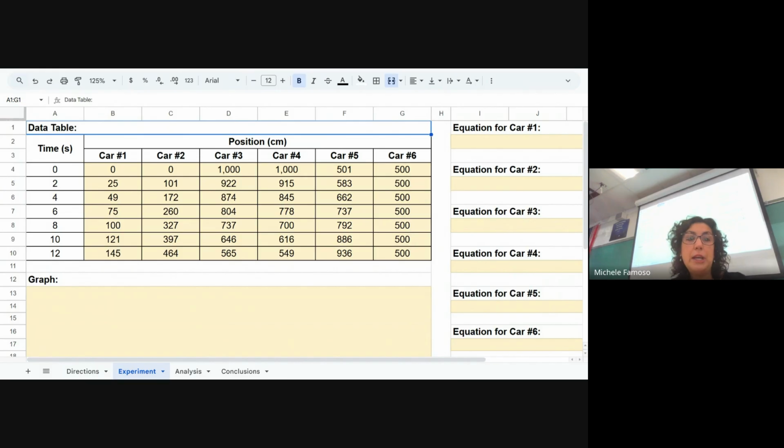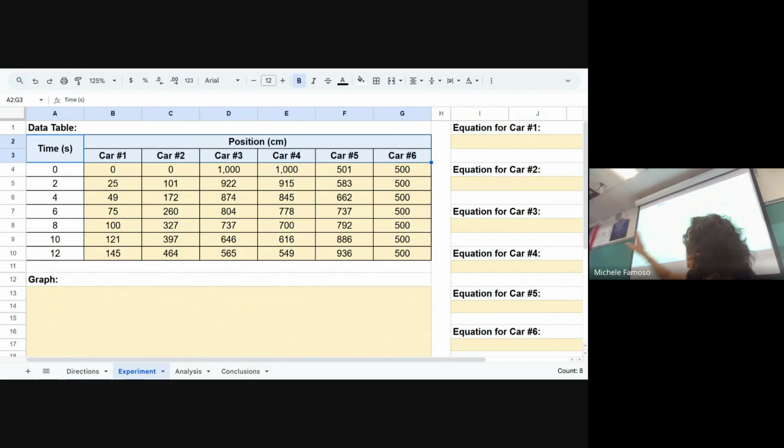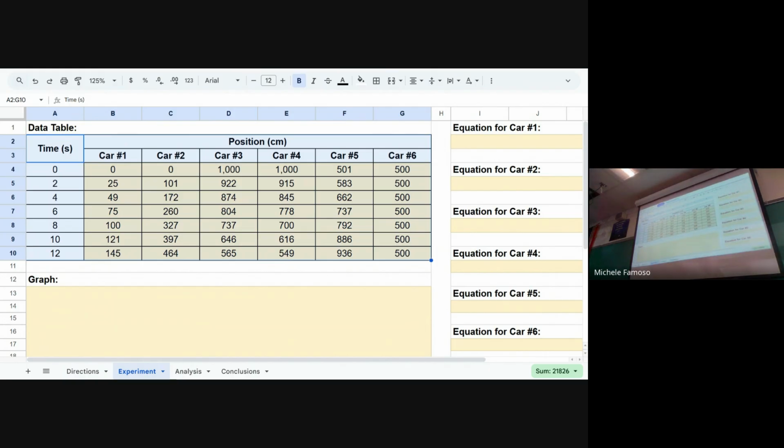Okay? So could you please all put your cursor in cell A23 where it says time in seconds, so that's highlighted. Hold down your shift key, right arrow over, and you'll see it then selects your position and the car numbers. Keep your shift key depressed. Use your down arrow key and select all of the rest of the data. So that way up here in your name box, it says cells A2 colon G10. That's what it should say. A2 colon G10.